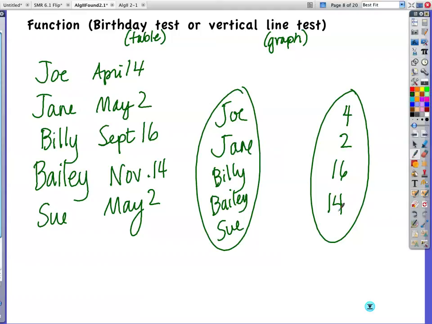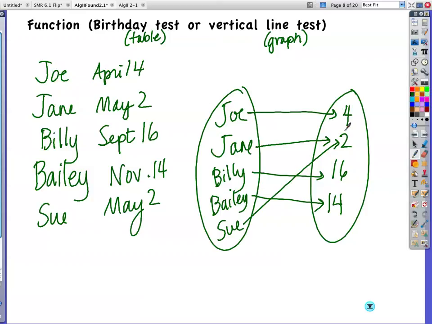But here's the cool thing. Sue maps to the 2nd. Joe maps to the 4th. Jane maps to the 2nd. Billy goes to the 16th, and Bailey goes to the 14th. This is what I call the birthday test. Does everybody have a birthday? Yes. And it doesn't even matter that over here these people have the same birthday. We know this happens in our class. It happens in our school where people share birthdays. No biggie.